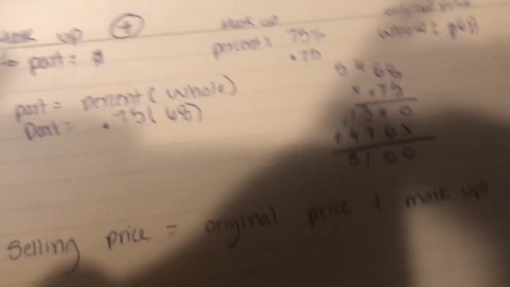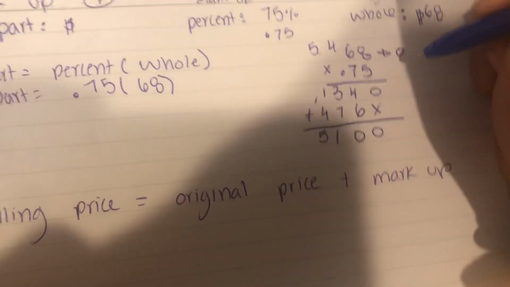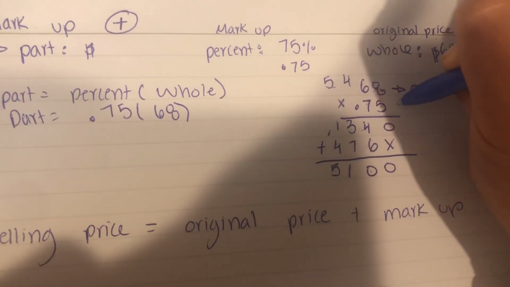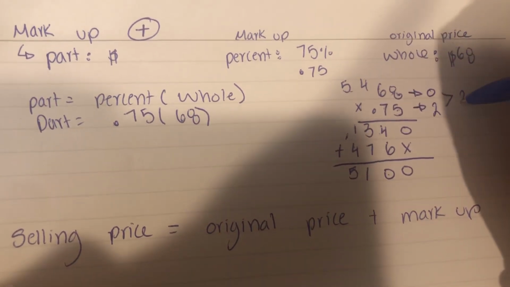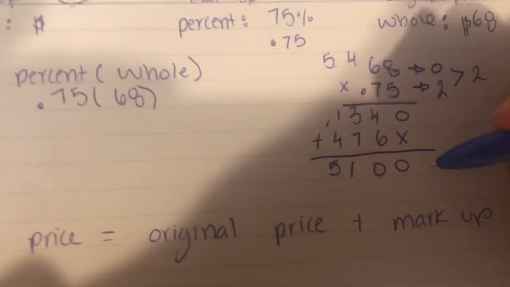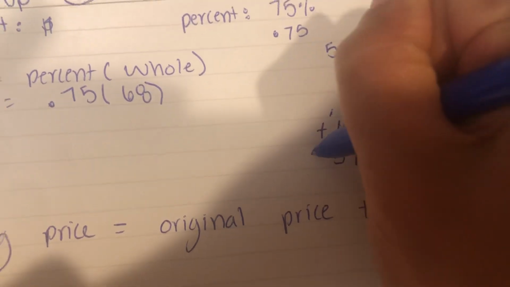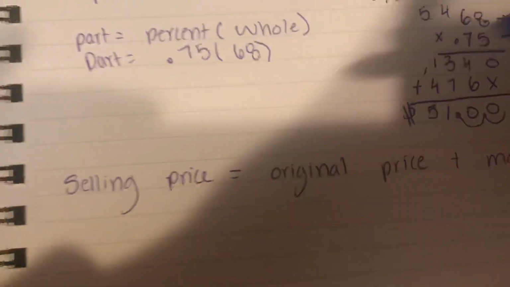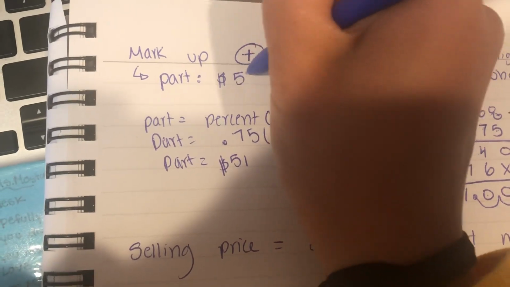Now, let's remember the decimal. There are no numbers behind the decimal here, and here we have 2 numbers behind the decimal. So in total, I need 2 numbers behind the decimal in my answer. So I'm going to move it 1, 2. And this is $51. So the part is $51, which represents the markup.